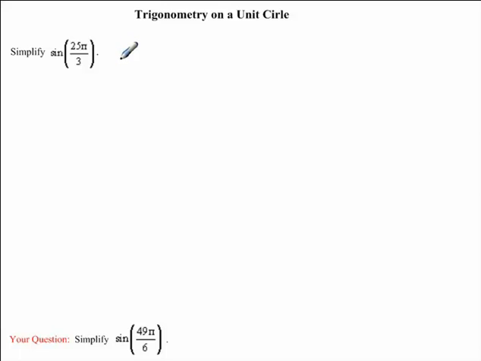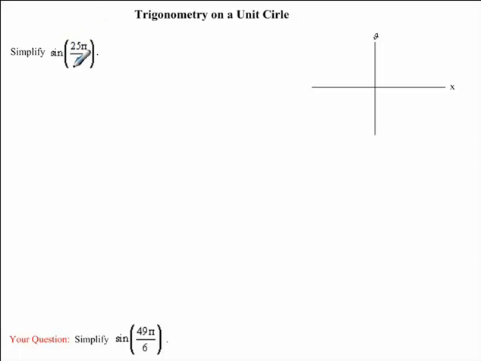So let's first draw out our quadrant plane. Next, we need to determine in which quadrant our terminal arm will be found. To do this, we need to find how many times this angle, 25 pi over 3, completes a full circle, or a rotation of 2 pi. In other words, how many times does 2 pi divide evenly into 25 pi over 3?